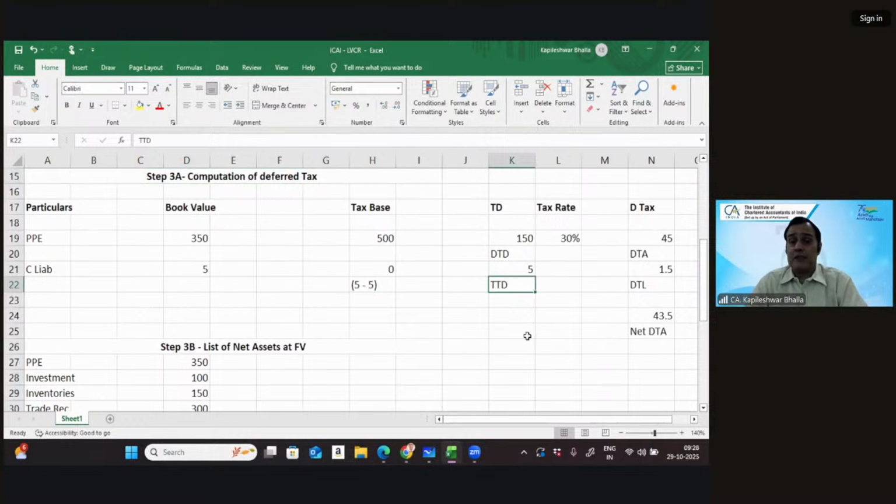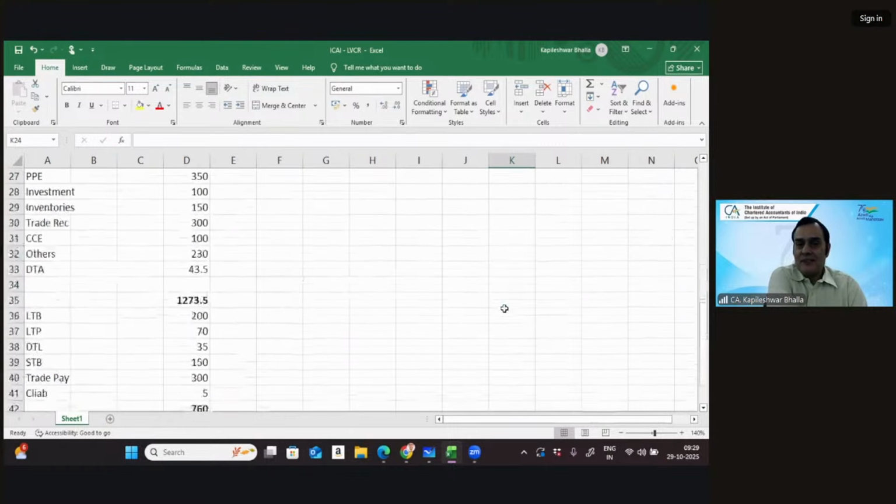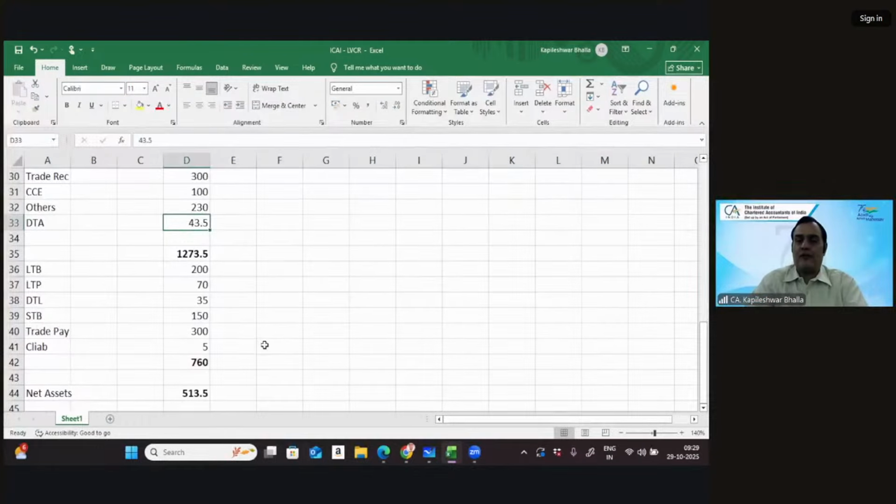On the liability as well, it's a deductible temporary difference. Nobody vouched me for that. It leads to a DTA. So this is going to be 46.5. I committed an error in terms of the contingent liability. So let me just change this to 46.5.